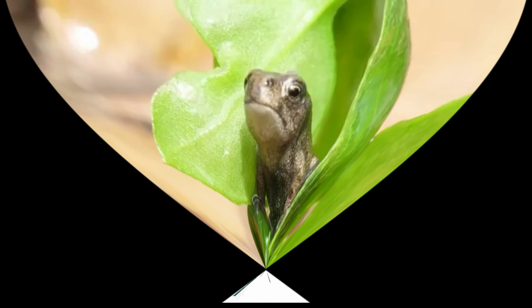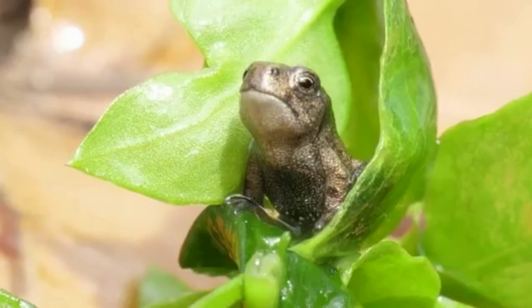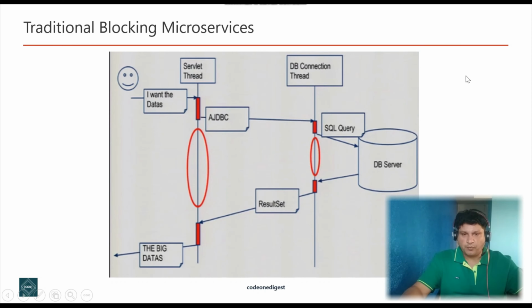Okay friends, so now let's understand what happens in traditional blocking microservices. In the microservices or web application that we create, the request comes from the user and reaches a servlet thread. Then the servlet, or controller, makes a call to a database to get the data. It fires a query on the database and tries to get the result set for your query.